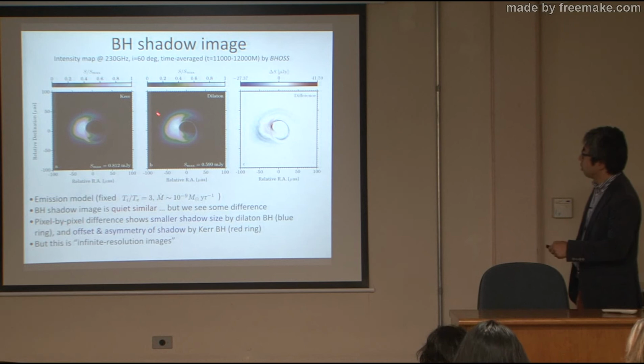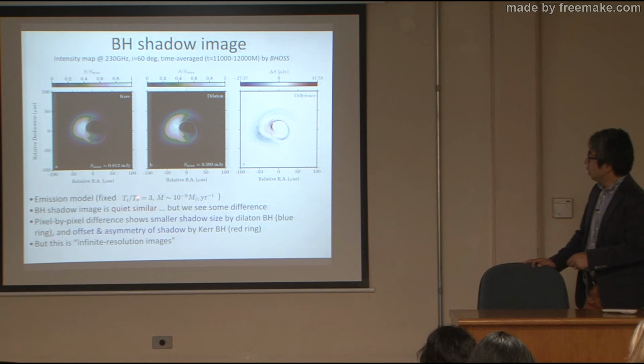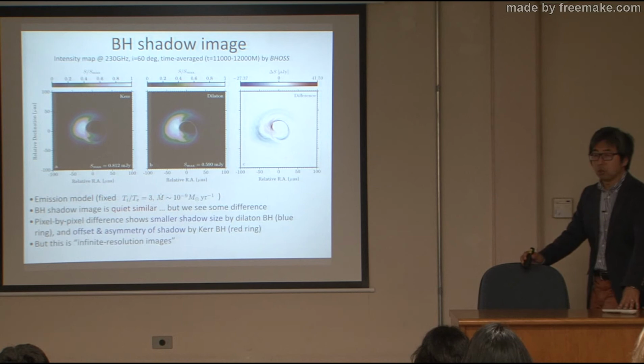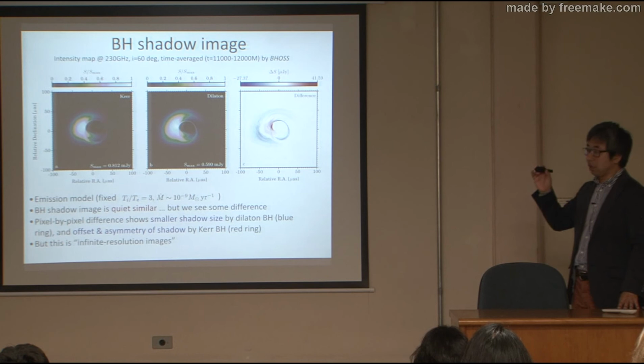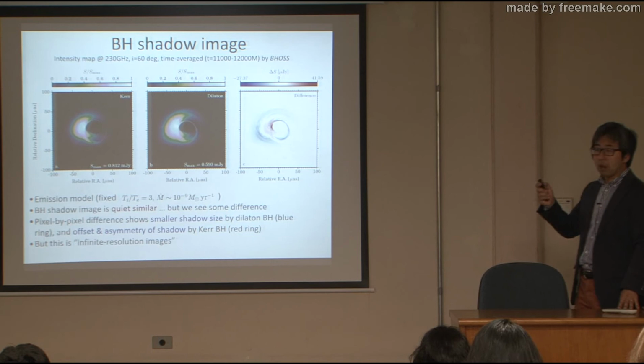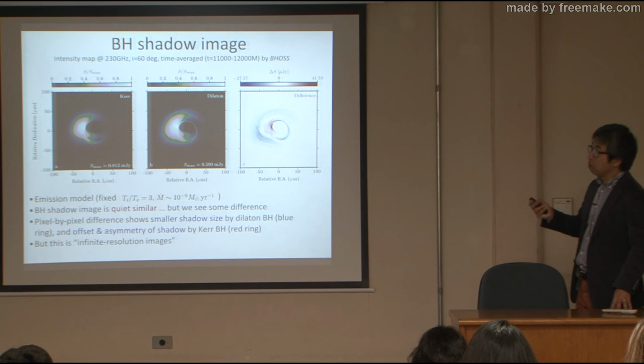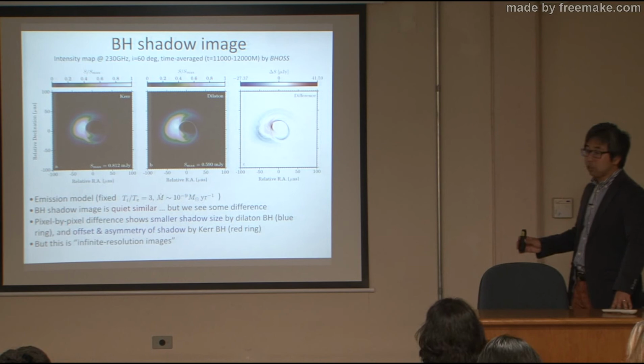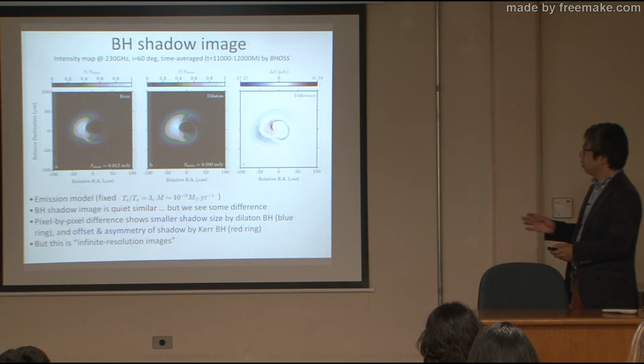The emission model is fixed. T_i over T_e is 3, and m dot is 10 to the minus 9, such that A star is around 10 to the minus 8. I think this number is roughly OK. This fixed setup is the simplest situation. The frequency is 230 gigahertz, the same as the observational frequency. Then we set the total flux to 3 Jansky, and make this shadow image. This would be mostly for Sagittarius A star. So we can consider the distance to Sagittarius A star and also the mass of the black hole Sagittarius A star. How would the expected modifications appear in this image? Yeah.